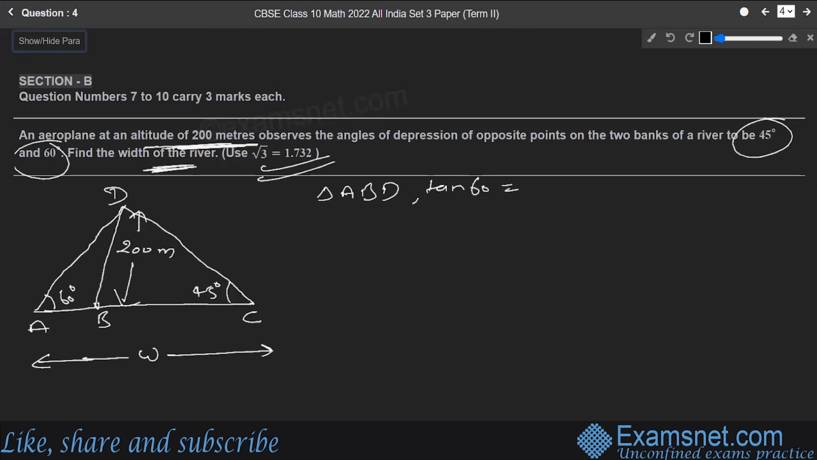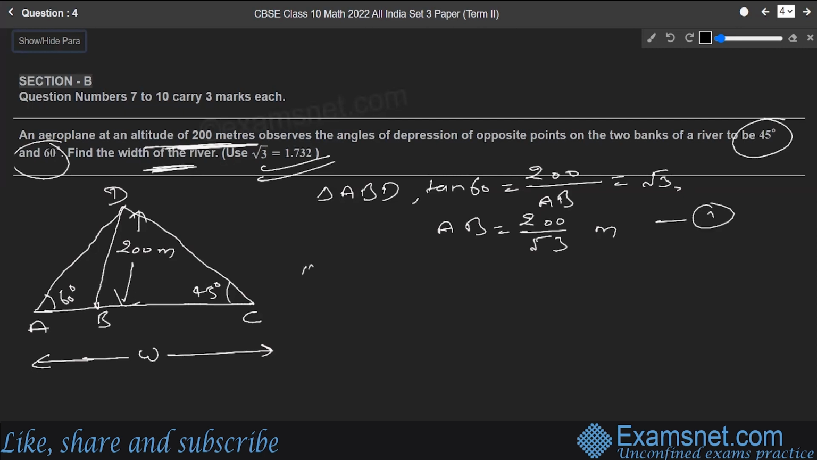tan 60 has to be perpendicular over base. Perpendicular value is 200 divided by base value AB. Okay, 200 by AB. The value of tan 60 is nothing but √3. So we can easily write down AB value is 200 by √3 meters. This is the AB value, can be said as first equation.